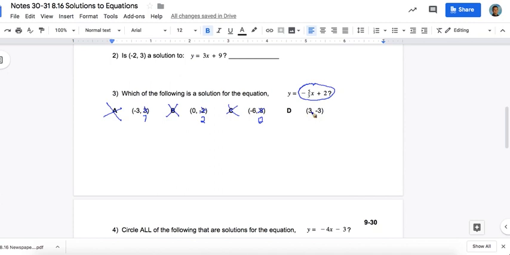And let's just double check this one. Negative 5 times 3 is negative 15, divided by 3 is negative 5, and negative 5 plus 2 is negative 3. So yes, this is our winner. So this is a solution, which means if I graph this line, 3, negative 3 would lie on that line. None of these other 3 would lie on that line.